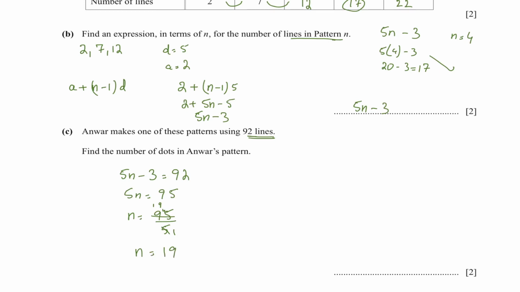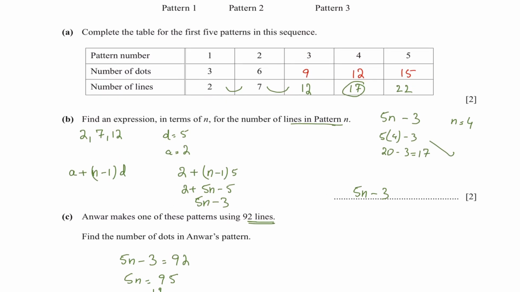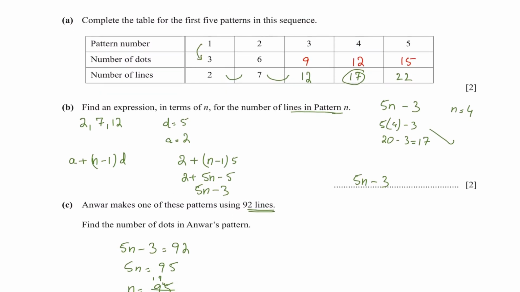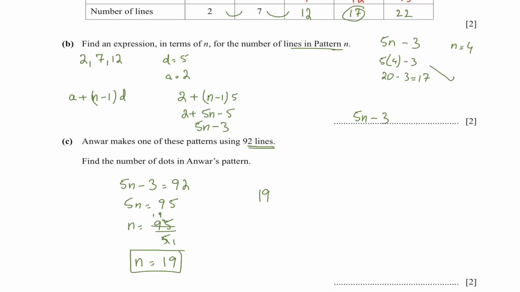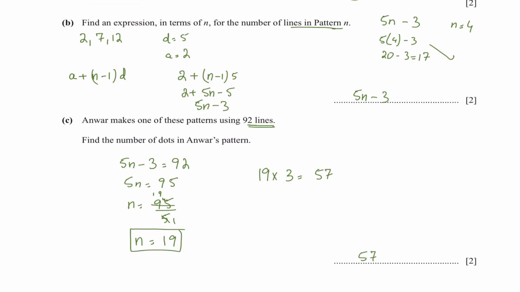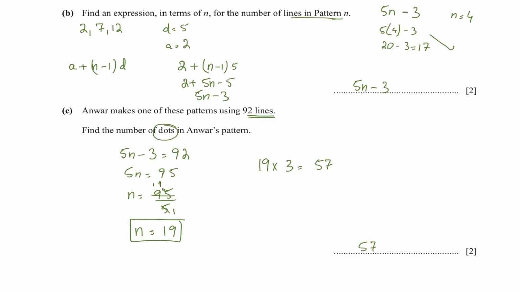Now again, let's not get carried away at this point. n is the pattern number. If you look at the number of dots, we can see that the number of dots is always 3 times the pattern number. So we've got to figure out what 19 times 3 is equal to, and that is going to be equal to 57. So that means we will have a total of 57 dots, since that's what the question was asking for.